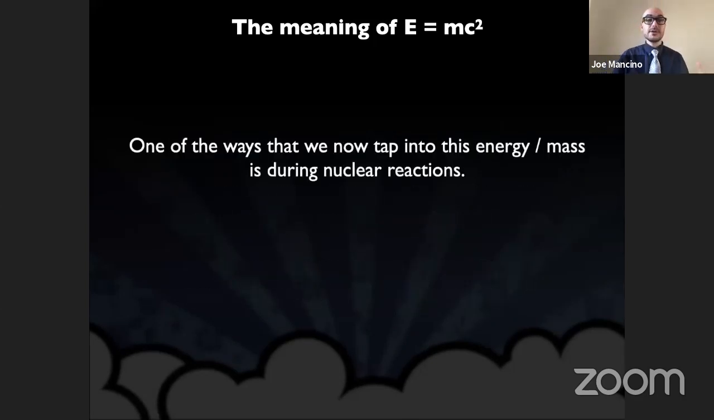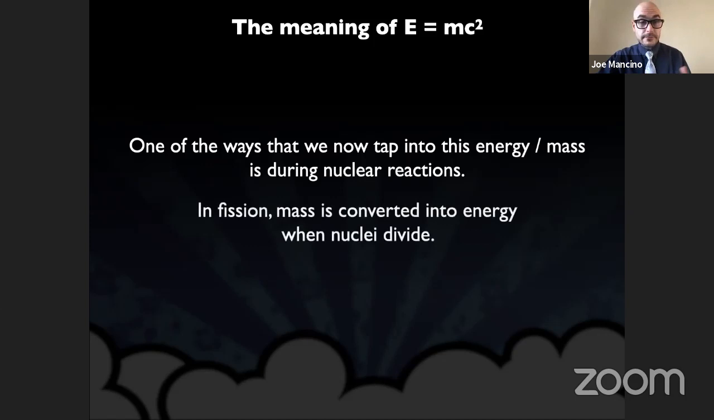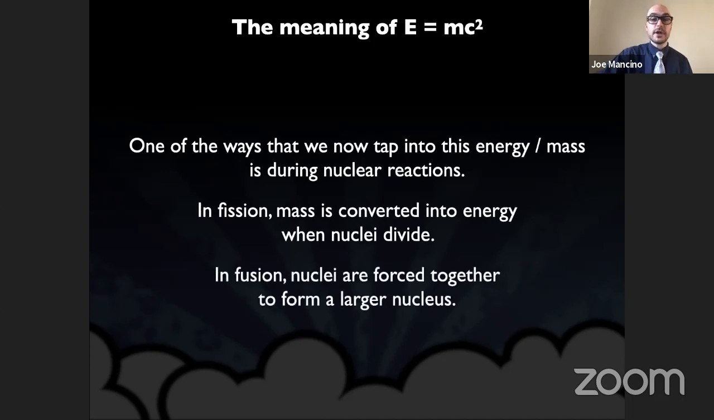One of the ways that we now tap into that energy mass equivalence is during nuclear reactions. In fission reactions, mass is converted into energy when nuclei divide. In fusion reactions, nuclei are forced together to form a larger nucleus. So in a fission reaction, nuclei break apart. In a fusion reaction, nuclei come together.